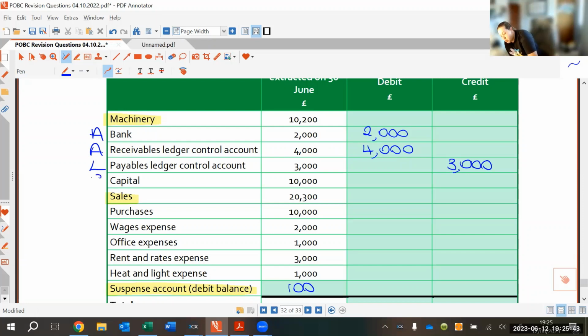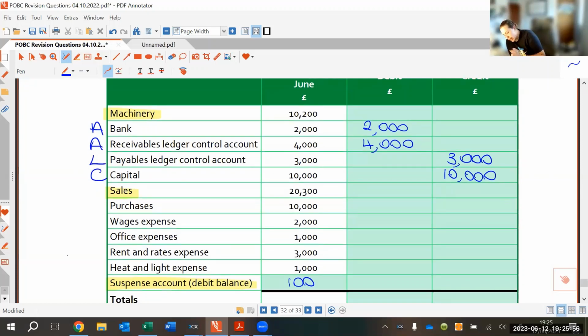No prizes for the next one. Our capital account is capital, and it's another one on the credit side of our debit click, isn't it? It's the last C of our debit click mnemonic. I'll leave sales, we'll come back to that. What about purchases then? What type of account would purchases be, and where would it go?